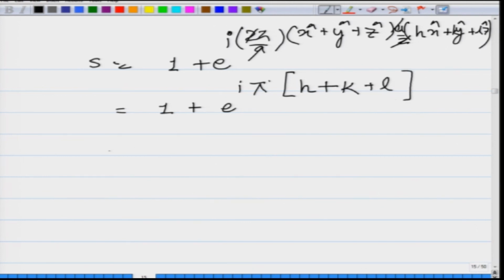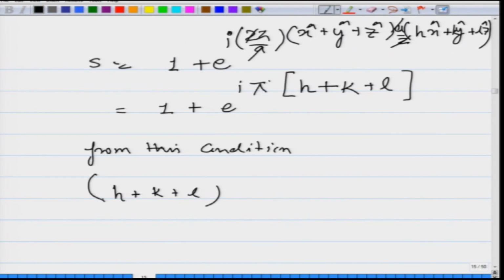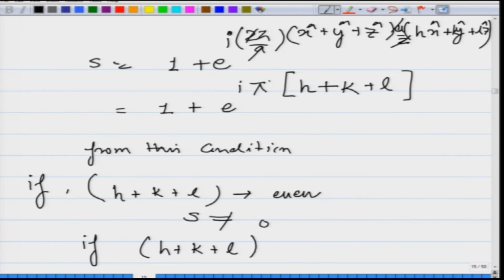And from this condition, if h plus k plus l is an even number, then S is not equal to 0, and if h plus k plus l is an odd number, then S is equal to 0. Thank you.